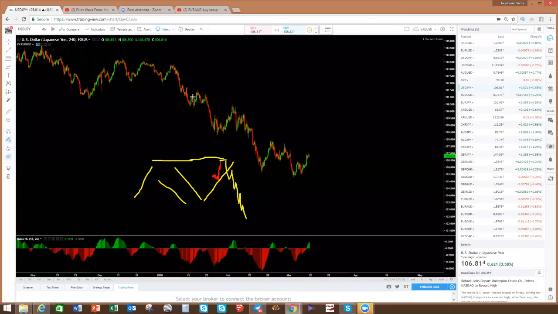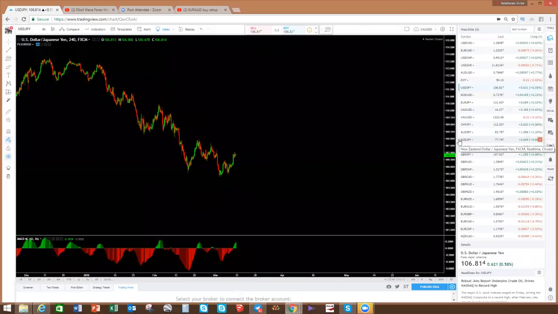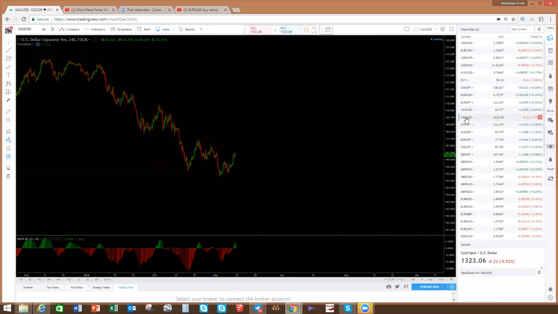You can see that this swing is the same as what you have on US dollar CHF. Before we do the rest of the yen pairs, I want us to do silver and gold. We'll start with gold.